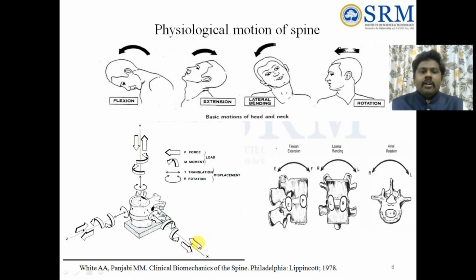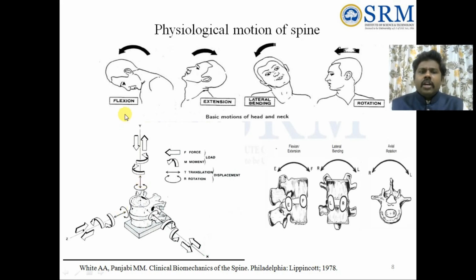See, this is a force, and because of that it may go for a translation. That was given here as an arrow. Then with respect to the moment which is going over here, this may go for a rotation. So that is why we call it a 6 degree of freedom system.